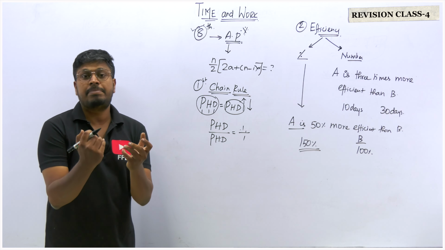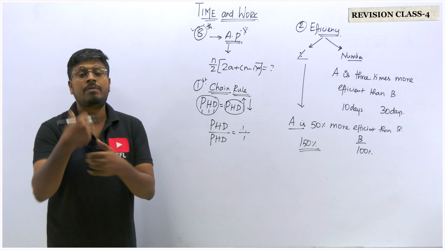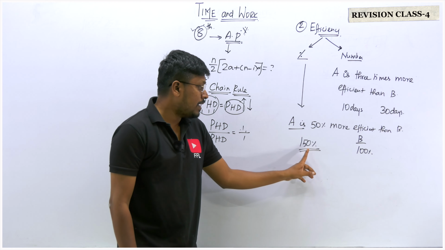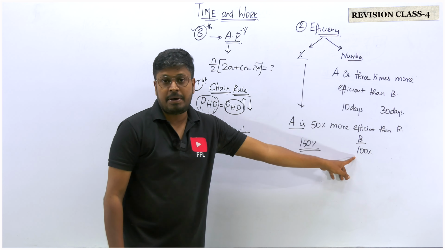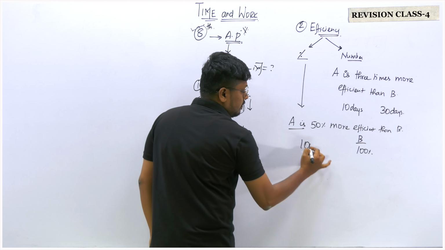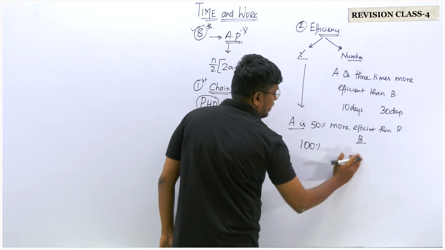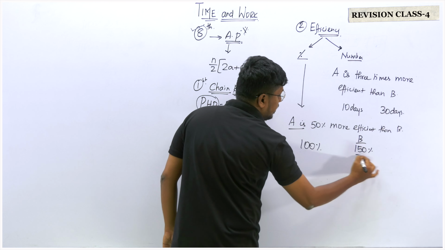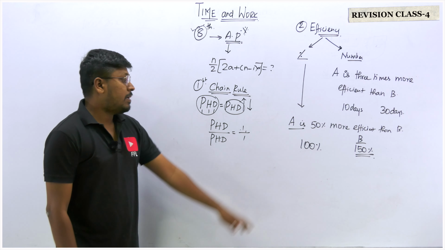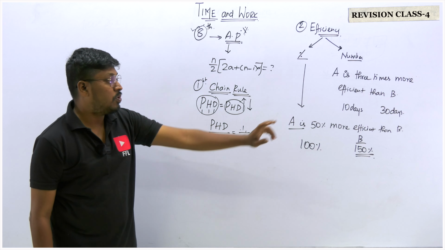A can complete a piece of work 50% more when compared to B. But here it is 150%. A is doing the work a lot more when compared to B. So how you need to write here is, you have to substitute A as 100, B as 150%. Right? So remember one thing, A is 50% more efficient than B.